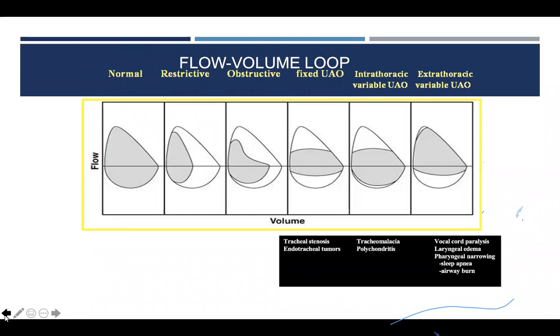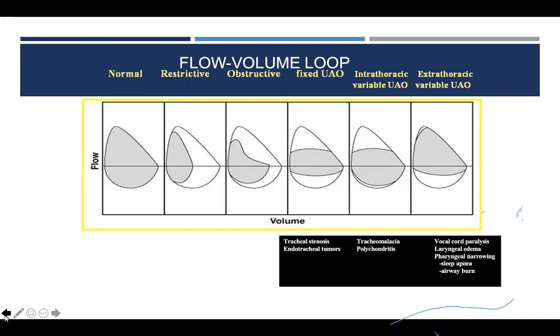The next point is the FEF 25 to 75%. This usually represents the expiratory flow rate in the smaller connecting airways. If we are suspecting that smaller airways are involved, then we'll look at the FEF 25 to 75%.